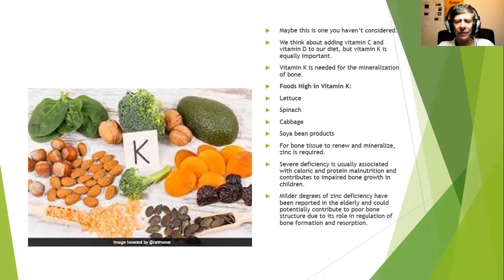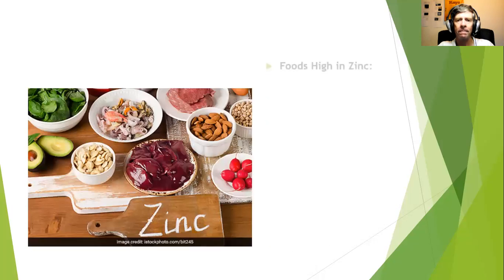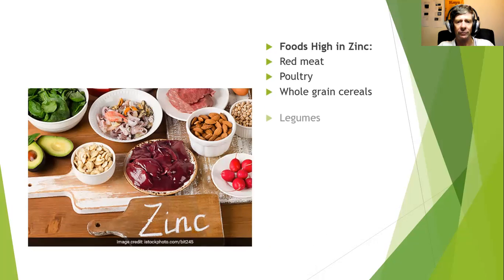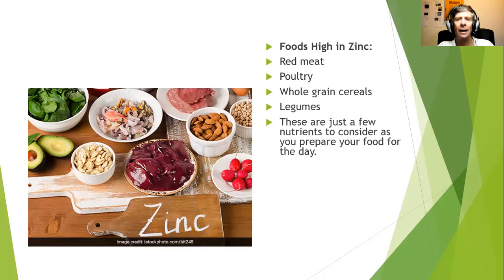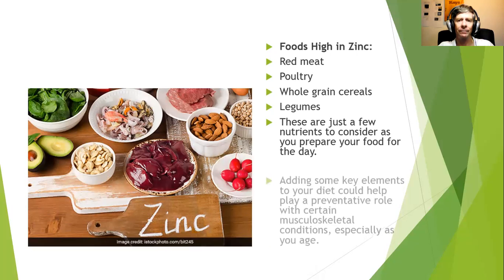So milder degrees of zinc deficiency have been reported in the elderly and could potentially contribute to poor bone structure due to its role in regulation of bone formation and resorption. And you can supplement with zinc, but there are also ways to add it into your regular diet. Foods that are high in zinc are things like red meat, poultry, whole grain cereals, legumes again. And these are just a few nutrients to consider as you prepare your food for the day.